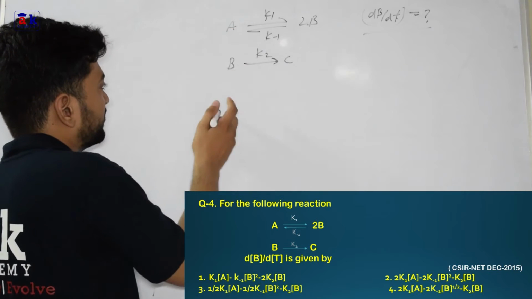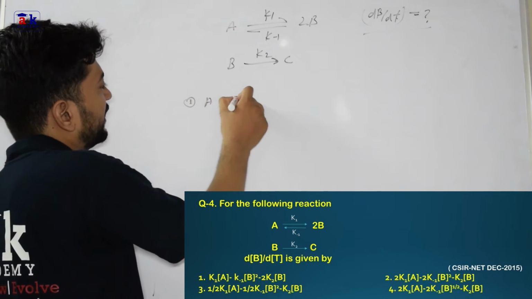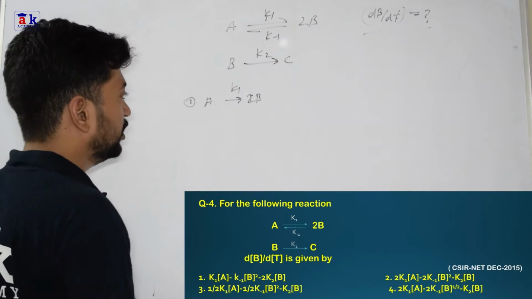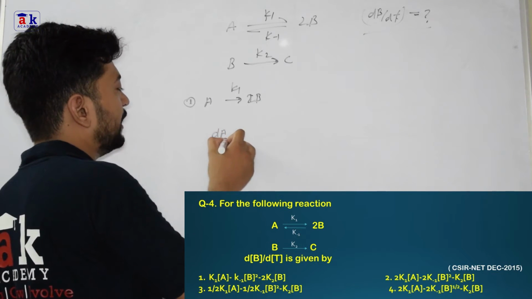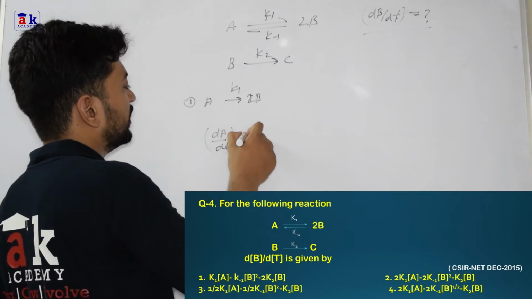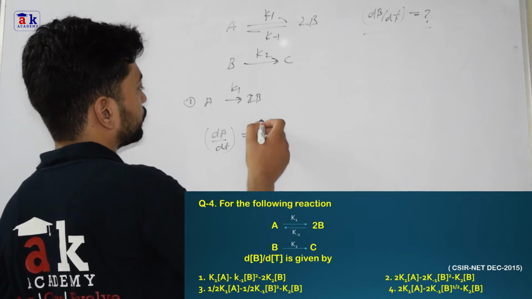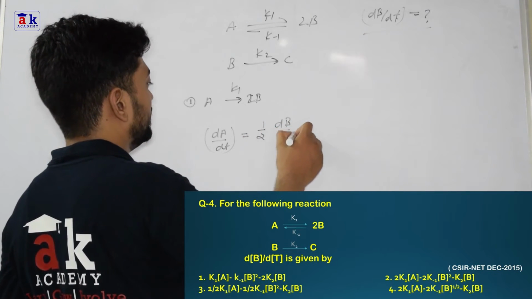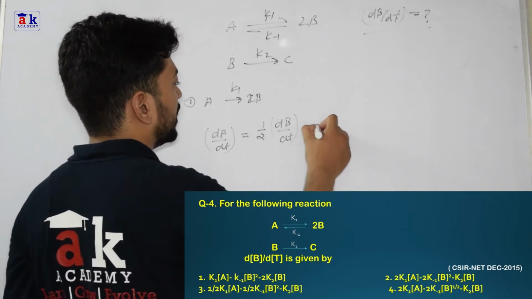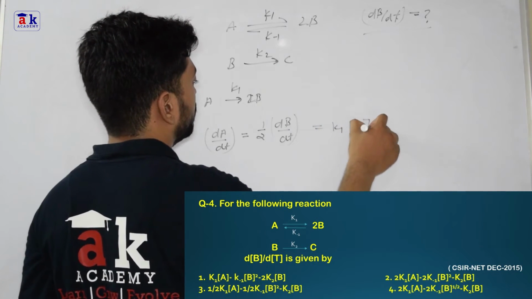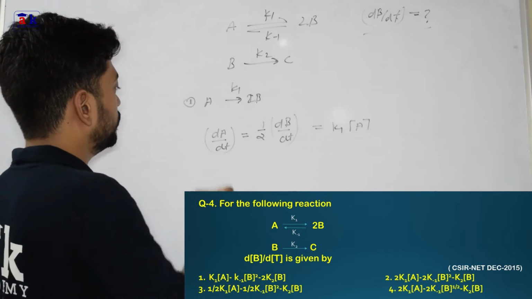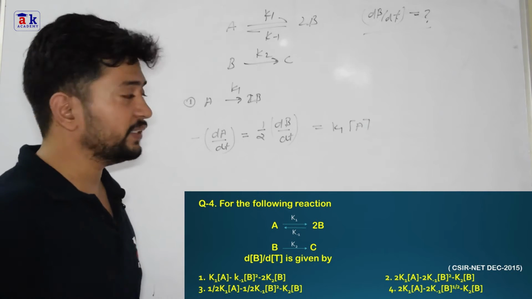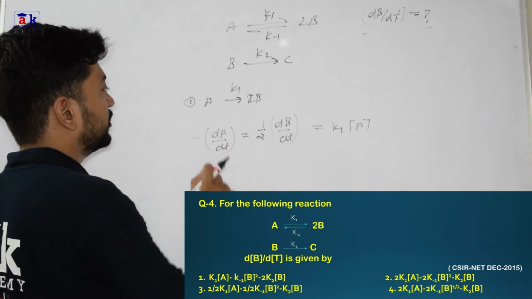So let's write the first equation, which is A is getting converted into 2B, and here we have K1, right? The rate as K1. So for this we can write it like minus dA by dt is equal to 1 by 2 dB by dt. This one is equal to, we can write it K1 into A. So this is how you can write the rate expression for this equation.